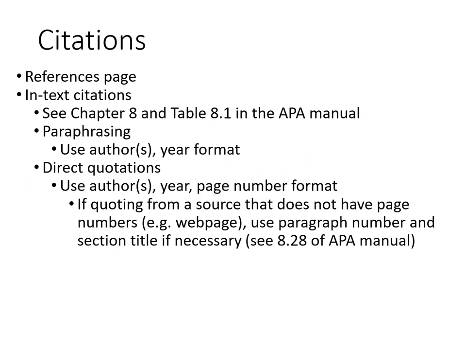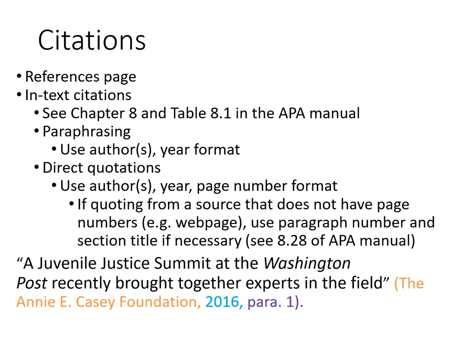If you are quoting a source that does not have page numbers, like a web page, use paragraph number. In this example, you see the author, as noted in the example, is the Annie E. Casey Foundation, the year of publication, and the paragraph is noted by "para." and the number. You can also use the section title if using a paragraph number is not feasible. Chapter 8, Section 28 provides examples for using section titles. I also provide an example on page 6 of the basic APA tip sheet.